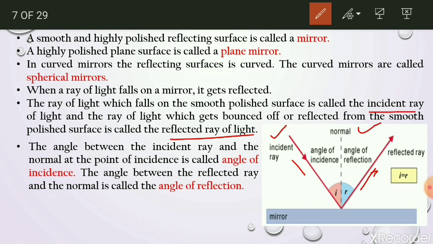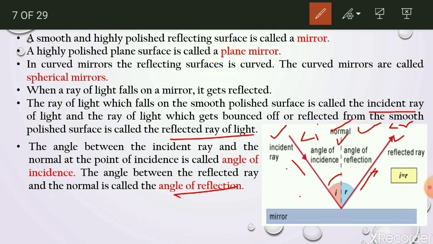The angle between the incident ray and the normal, as you can see, this is the normal and this is the incident ray, is called the angle of incidence, which is denoted as angle i. And the angle between the normal and the reflected ray is denoted as angle r, and this is called the angle of reflection.